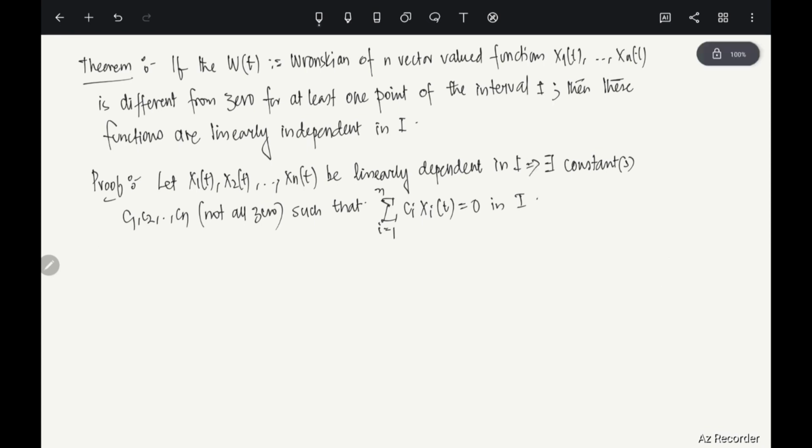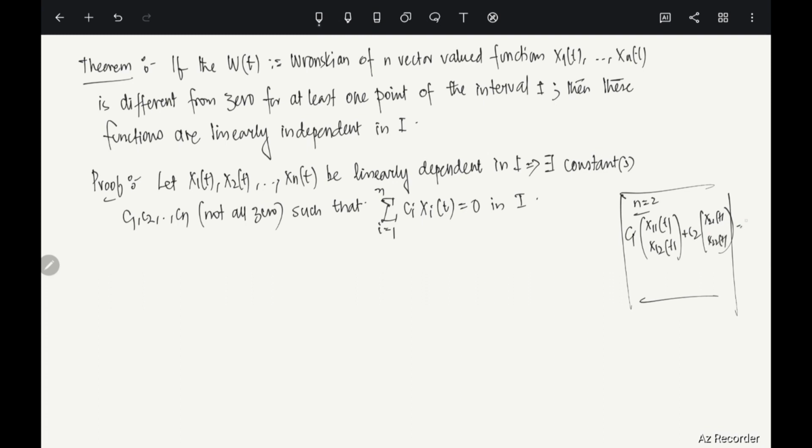Okay. Now, what does this say? If you break it up, let's do it here, just a little remark. For n equals to 2, let's just see n equals to 2. What does it mean? It means C1 times x11 of t, x12 of t, plus C2 times x21 of t, x22 of t is nothing but 0. Right? So what does that give you?